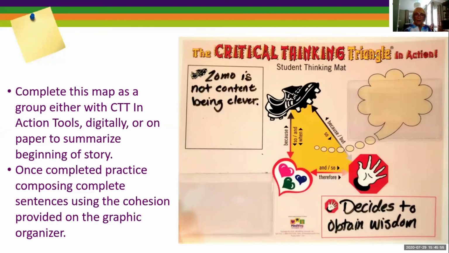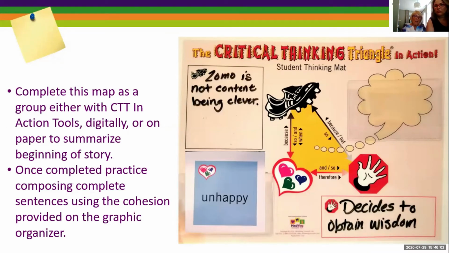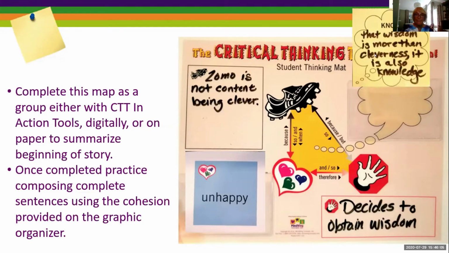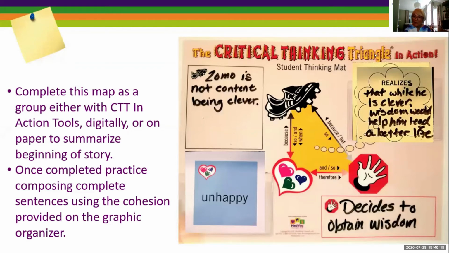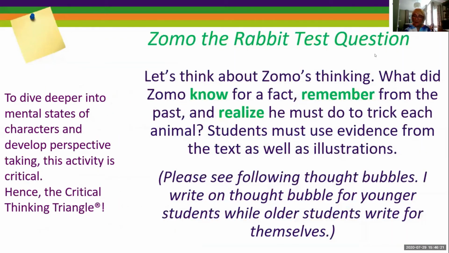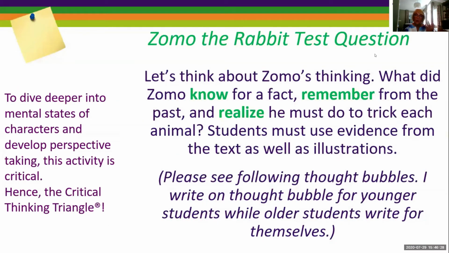So Zomo is not content being clever. So how does he feel? He feels unhappy because he knows that wisdom is more than cleverness. It is also knowledge. He realizes that while he is clever, wisdom would help him lead a better life. So he decides to obtain wisdom. So we're thinking about Zomo the Rabbit.